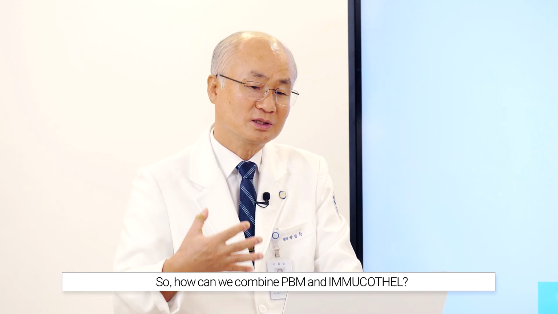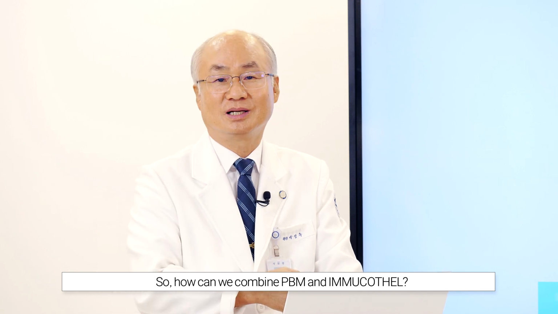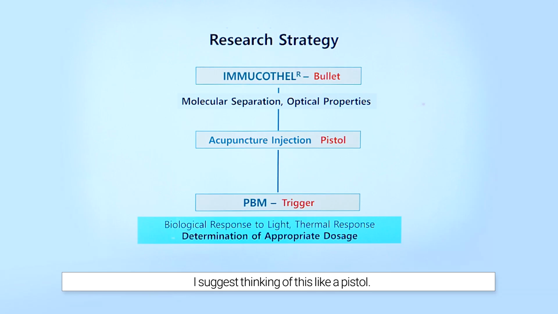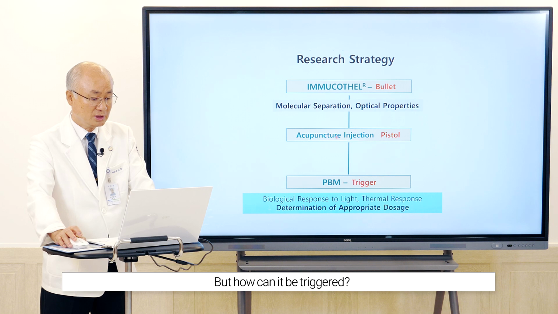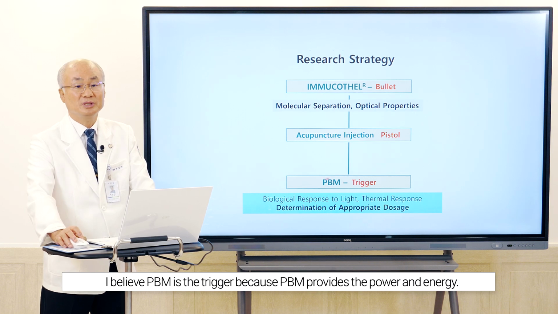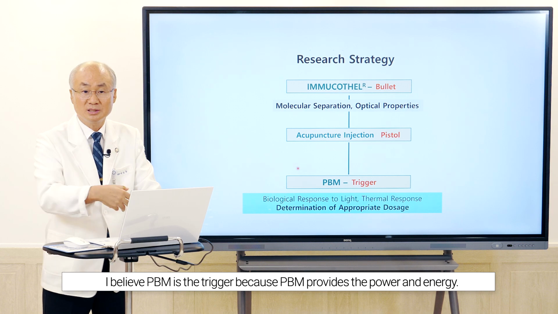So, how can we combine this PBM and IMMUCOTHEL? My strategy, I suggest, looks like a pistol. The pistol should be loaded with a bullet, and the trigger should be pulled, then the bullet can be fired. IMMUCOTHEL looks like the bullet. If you inject at the acute point, then I think it is a loaded pistol. How can it be triggered? I think it is PBM, because PBM gives the power and energy.